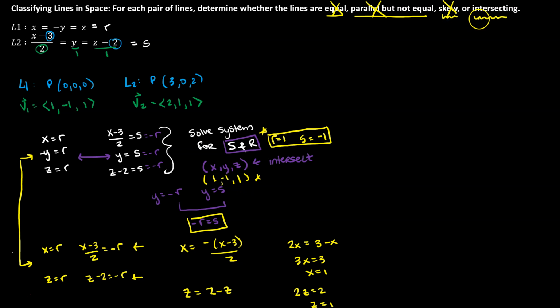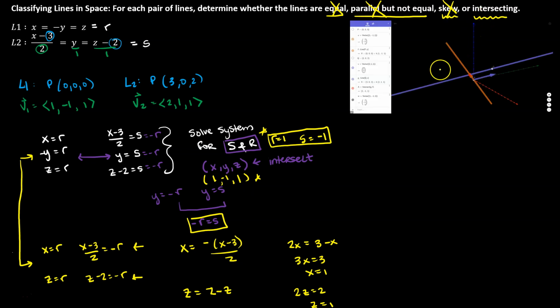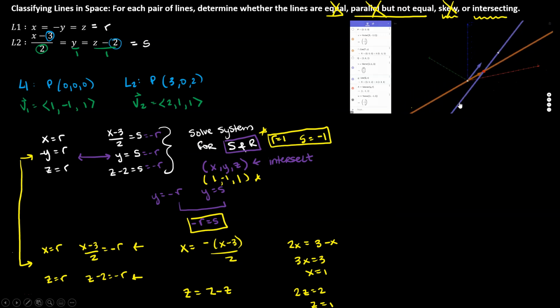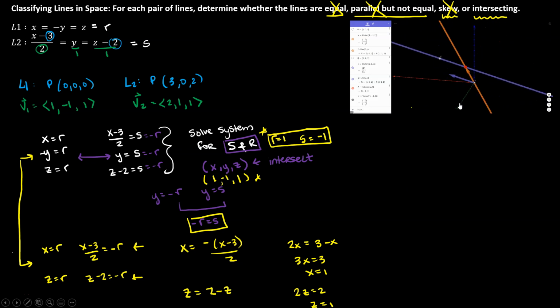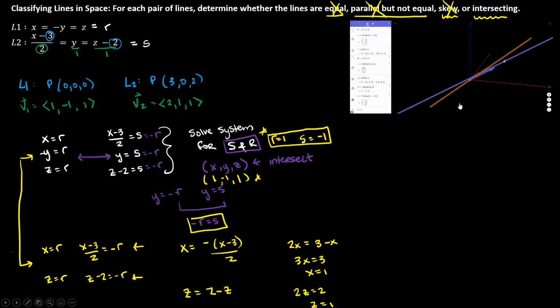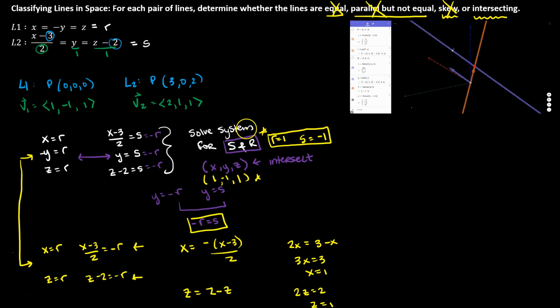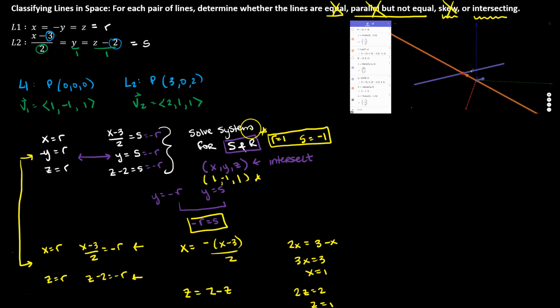They have to be intersecting because we found where they intersect. And I made another little animation here to show you what's going on. So I have the purple line and the orange line, and I've marked the point of intersection for you. And we can see that these lines share that common point. We can also see the vectors that go with each of the lines.